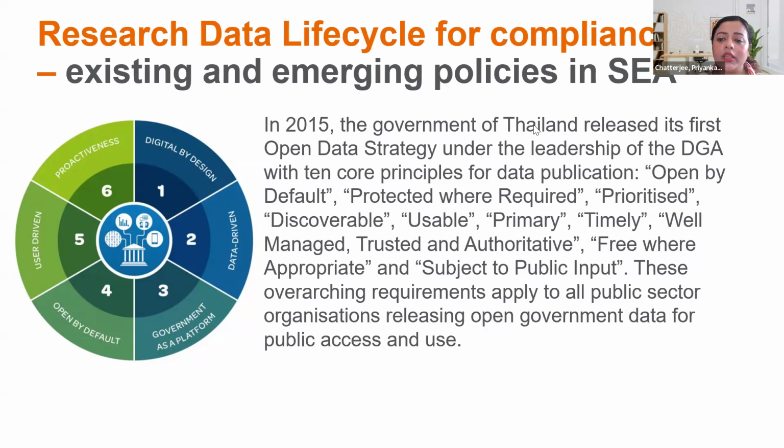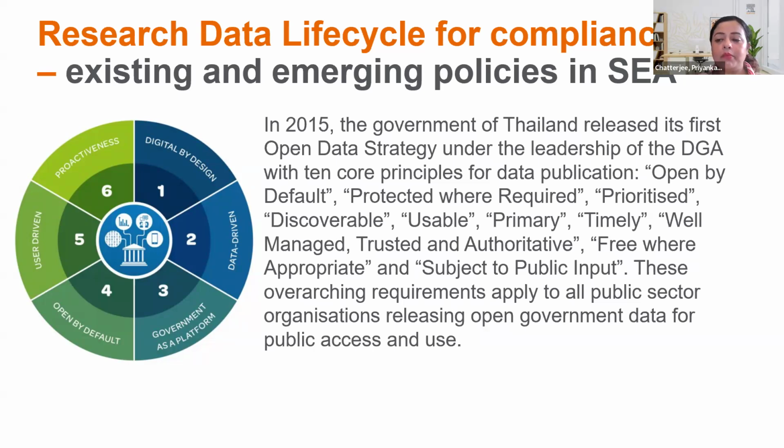So in 2015, the government of Thailand also released its first open data strategy under the leadership of DGA with 10 core principles for data publication. They wanted it to be open data by default, protected where required, prioritized, discoverable, usable, primary, timely, well-managed, trusted, and authoritative. These are all part of the FAIR policy guidelines. That means your data needs to comply with the FAIR guidelines. So we will look into more about what the FAIR guidelines are, which are globally followed.